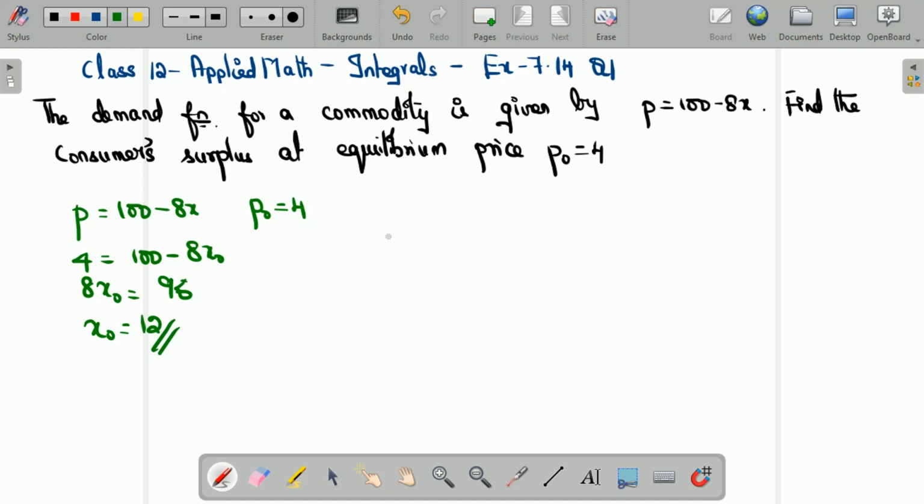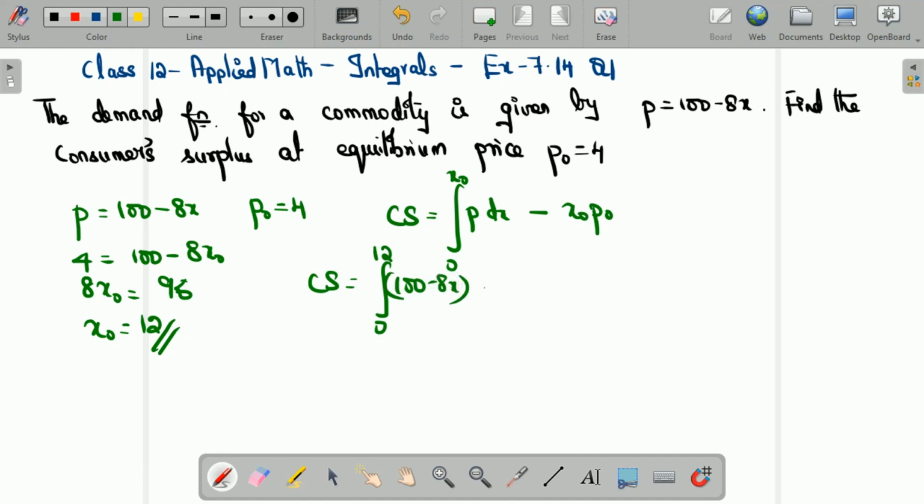So now what is consumer surplus? Consumer surplus is nothing but integral 0 to x0 of p dx minus x0 p0. So let's substitute. So CS is going to be integral 0 to 12 of (100 minus 8x) dx. Then there is going to be x0 into p0, so 4 into 12. We will keep this outside the integration.